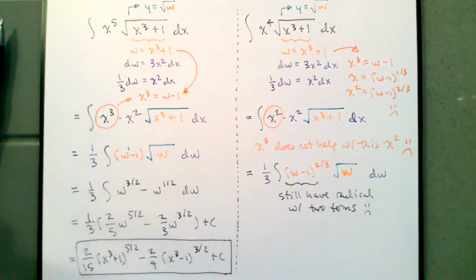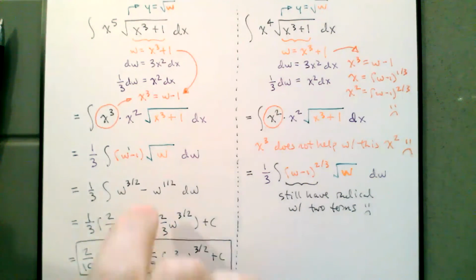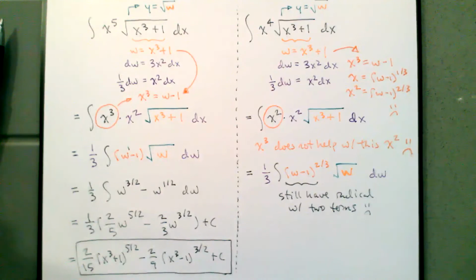Over on the right, we still have that w minus 1. We have 2 terms inside of a radical. That's what we were trying to avoid in the first place. Over here on the left, that w minus 1 was to the 1st power. Over here on the right, the w minus 1 ended up being to the 2/3 power.